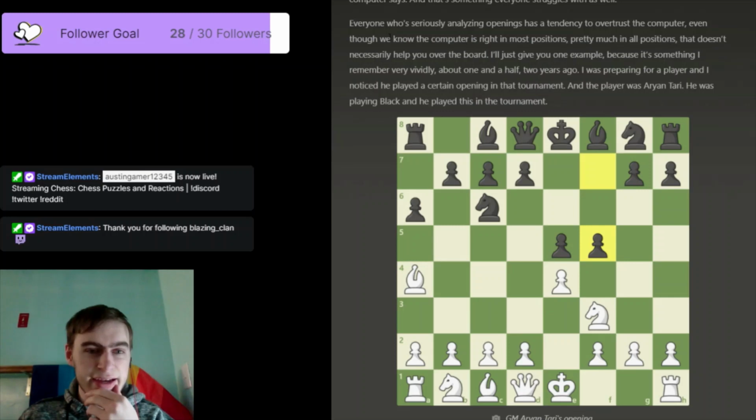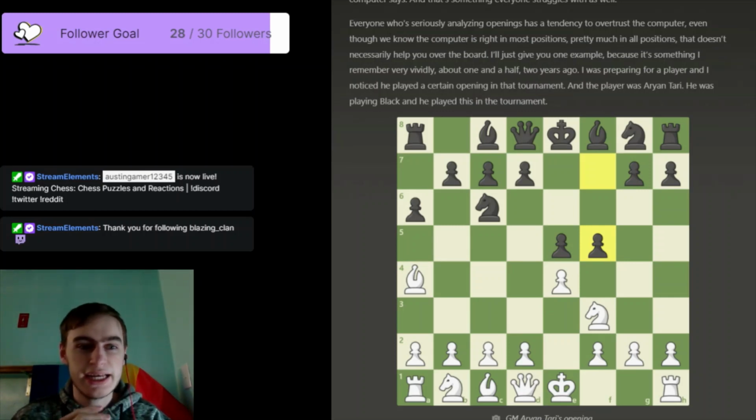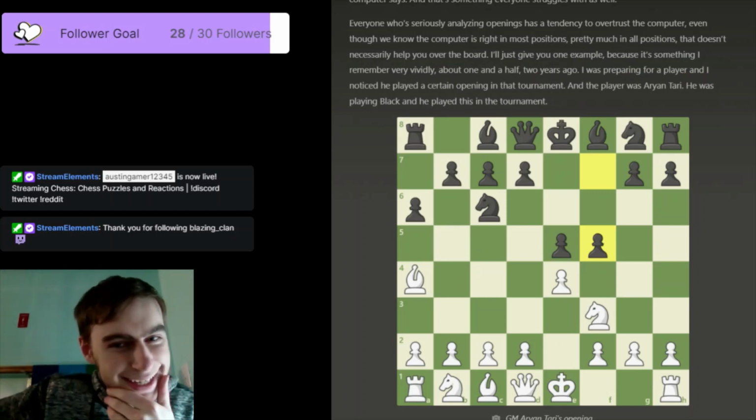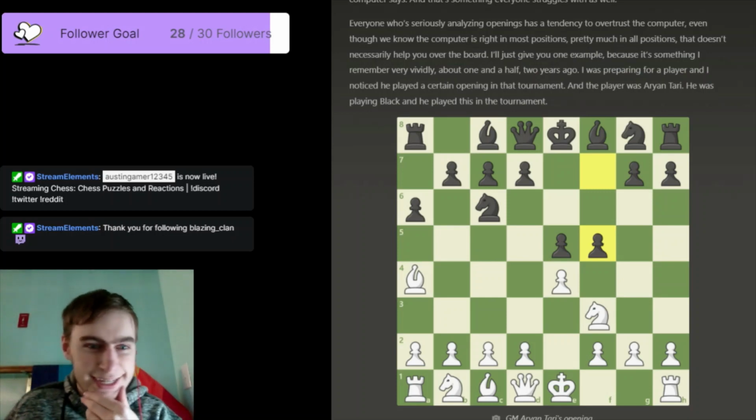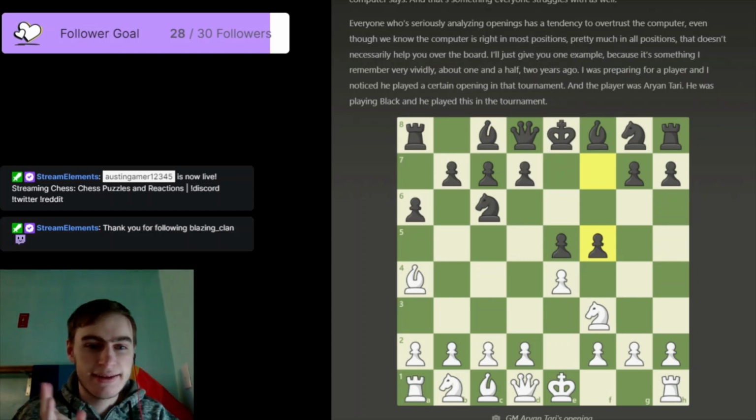Anyway, everyone who's seriously analyzing openings has a tendency to overtrust the computer, even though we know the computer is right in most positions, pretty much in all positions, but that doesn't necessarily help you over the board. I'll give you one example, because it's something I remember very vividly from about 2 years ago. I was preparing for a player and noticed that he played a certain opening in that tournament. The player was Orion Tari. I've heard of him before. He was playing black, and he played this in the tournament.